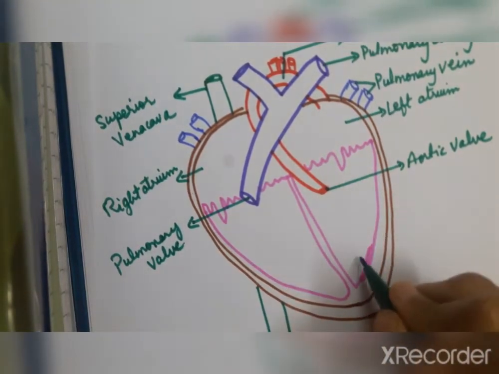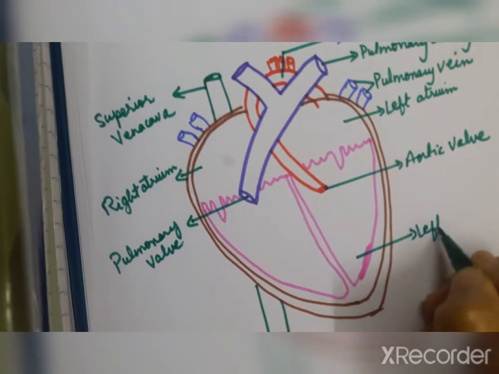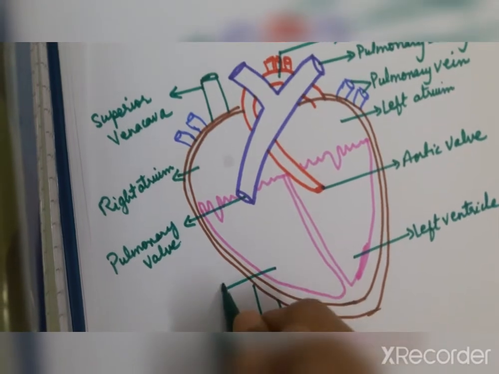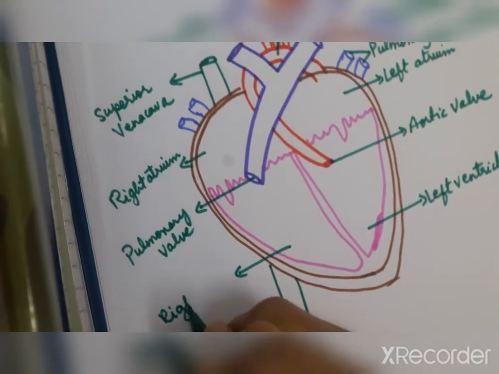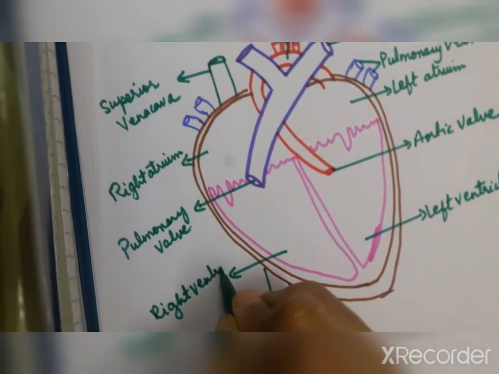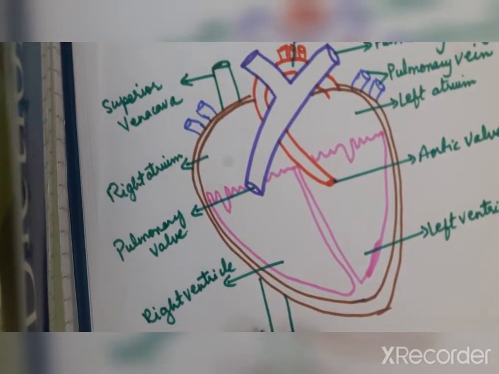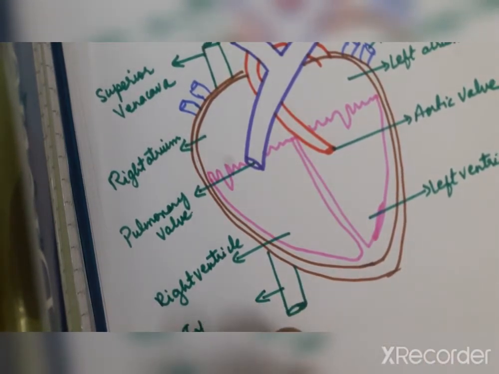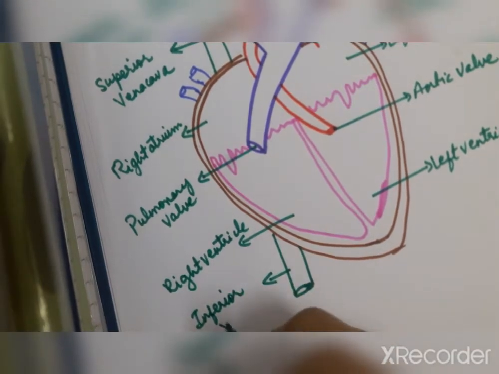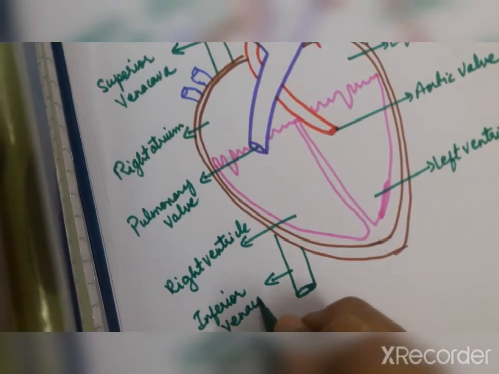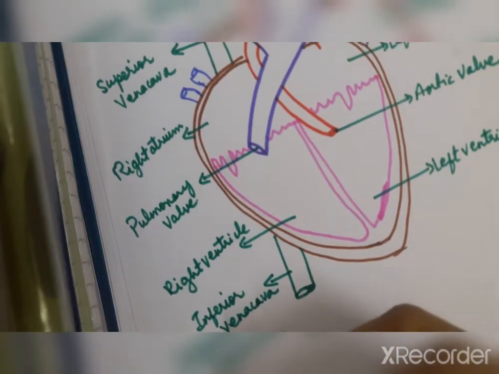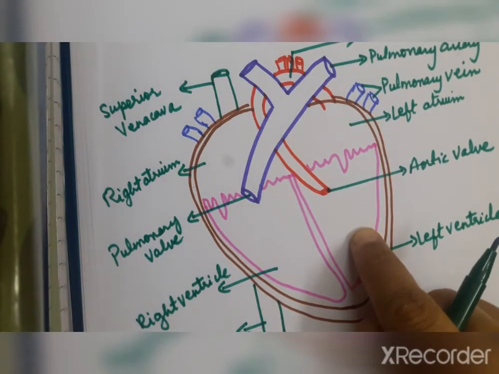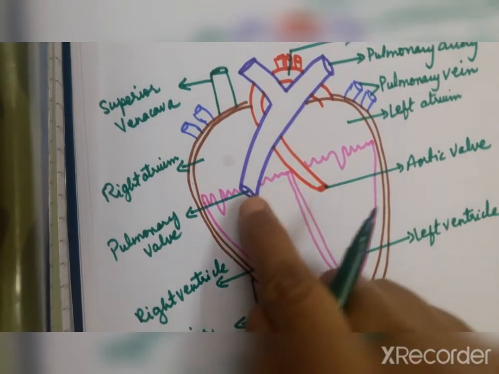Now we have ventricles, left ventricle, and we have right ventricle. This structure is called as the vena cava, inferior vena cava. Now, we have 4 chambers: right atrium, left atrium, right ventricle, left ventricle. Okay, we have 4 valves: aortic valve, pulmonary valve.